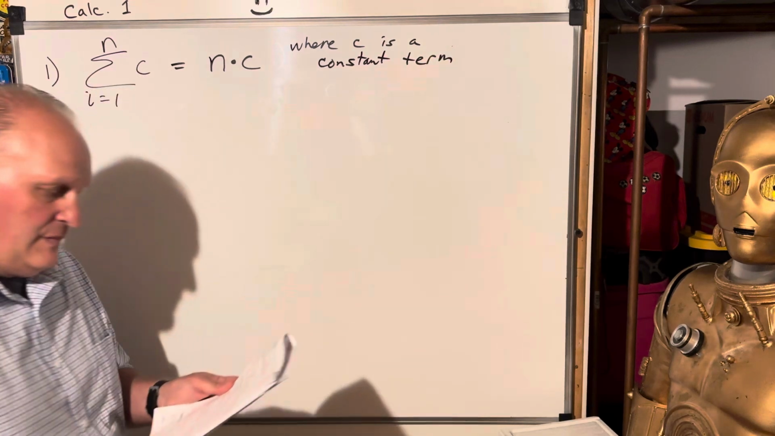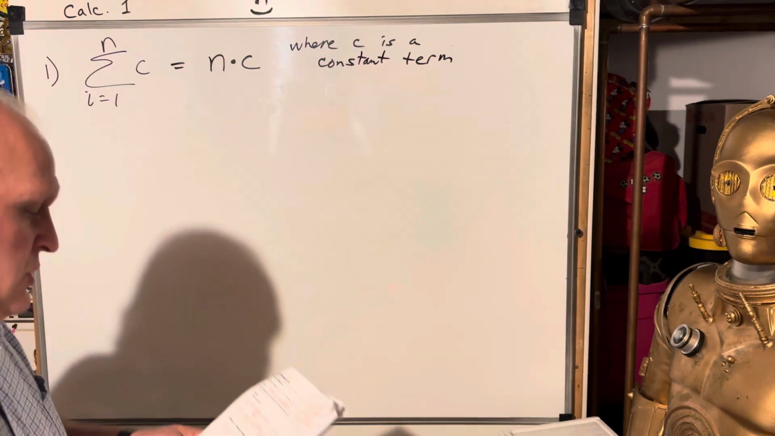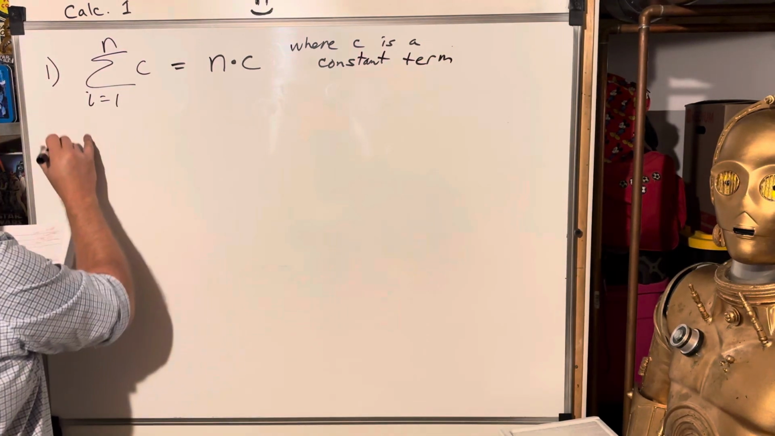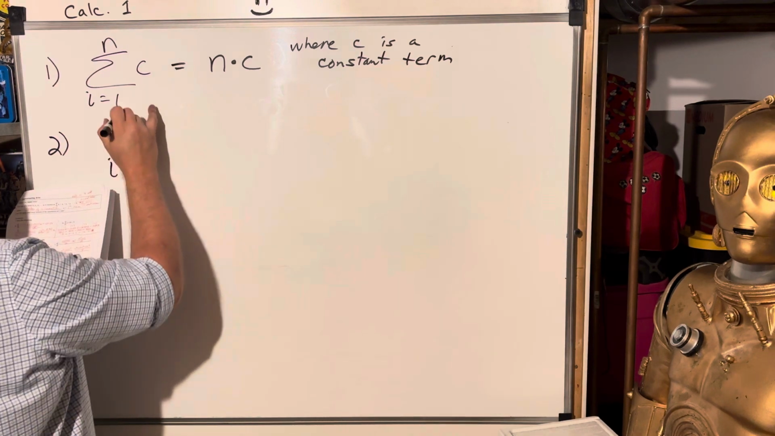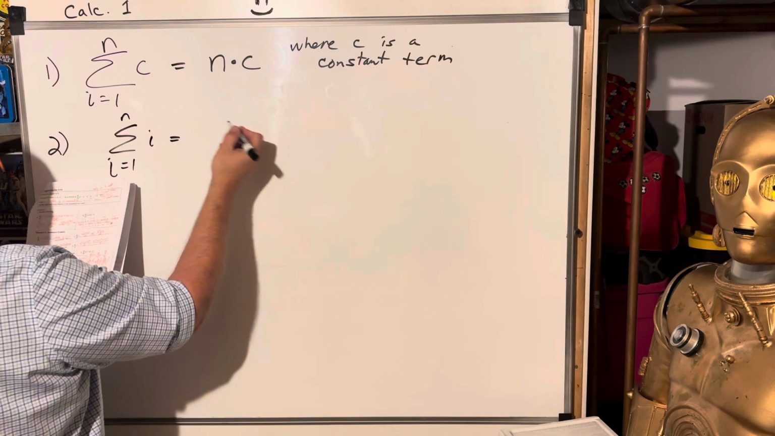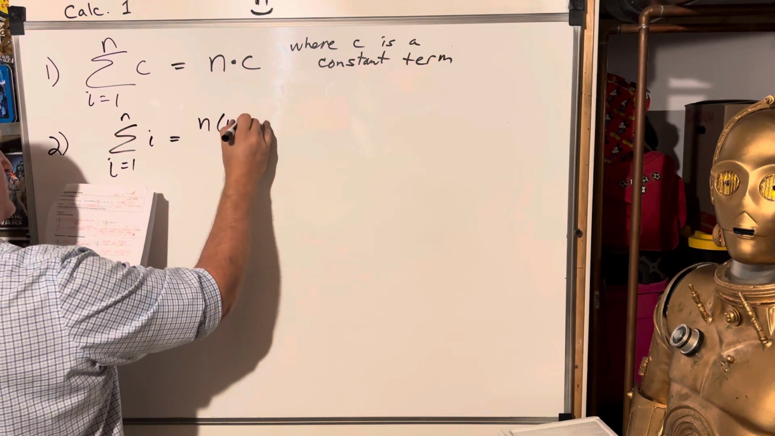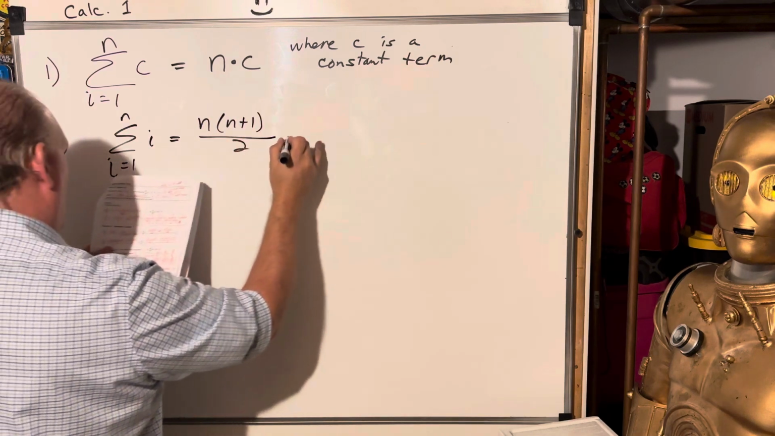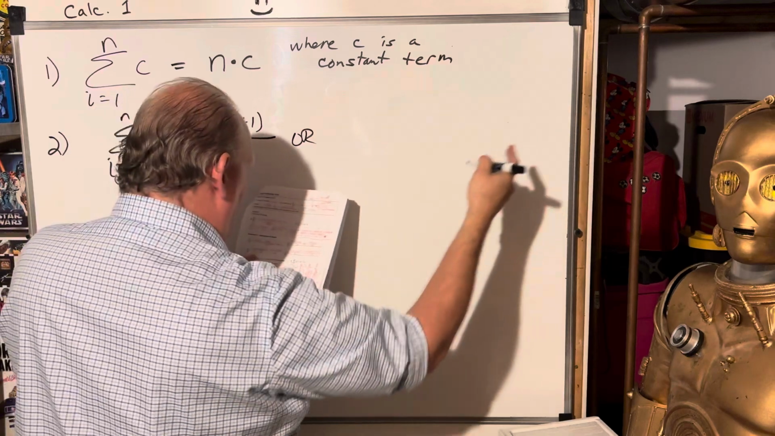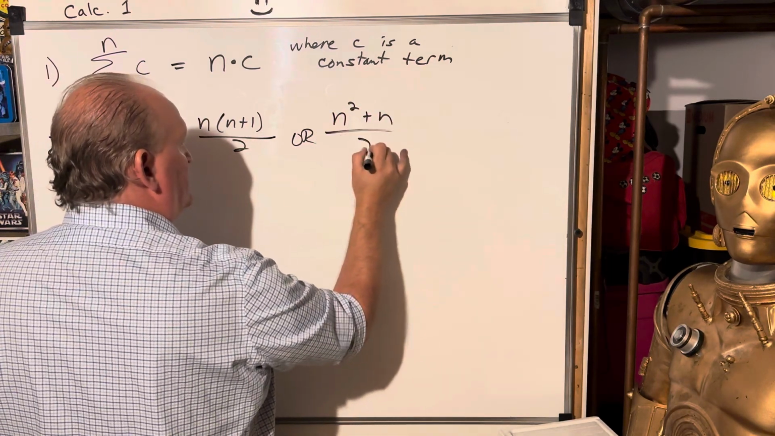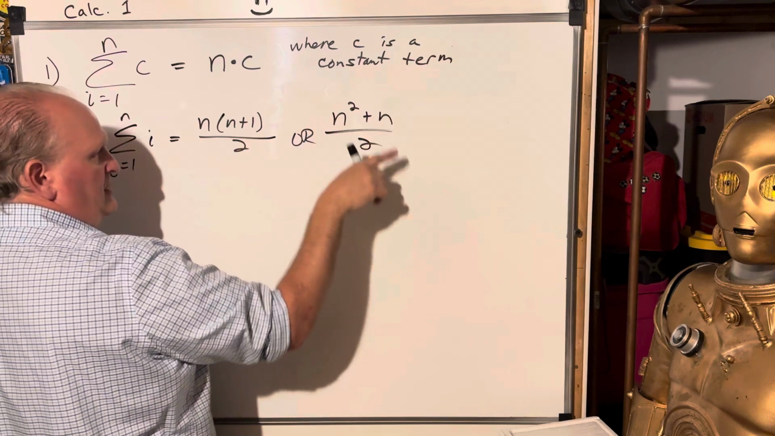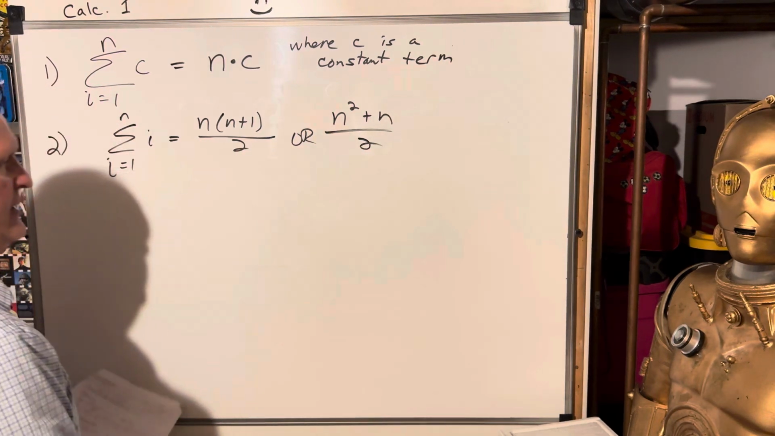All right. The next one, 2. We just did that. That's the sum of i from 1 to n, and then i will equal n times n plus 1 all over 2. Or, more likely what we're going to use just for simplicity, distribute the n, so n squared plus n all divided by 2.